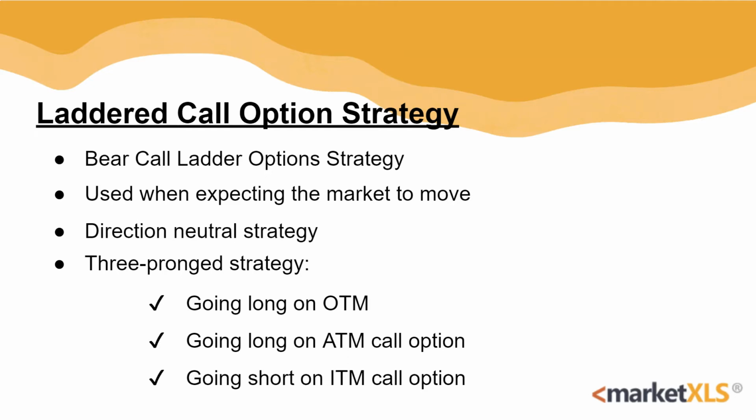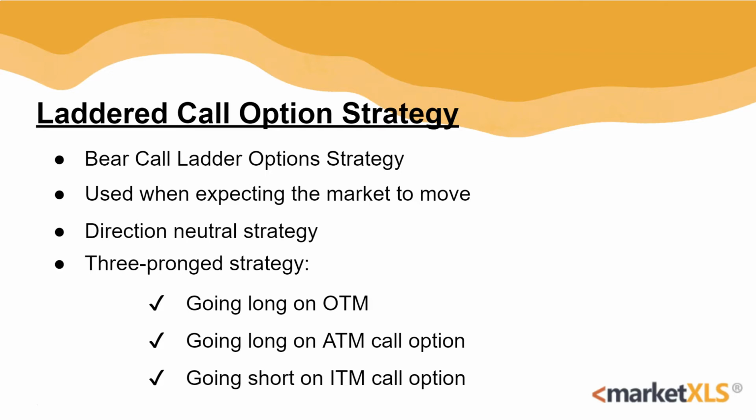Three things are to be noted here. Both the options must have the same expiry date. The options are bought or sold in equal quantities in the same expiration month, and they must belong to the same underlying asset.